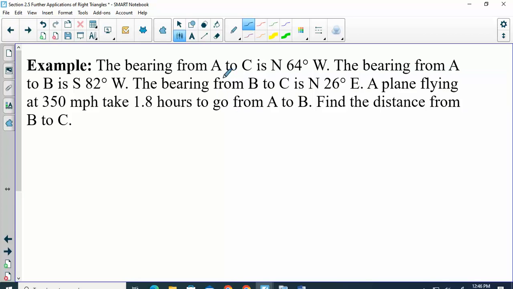So, bearing from A to C. So we're starting from A. So A has to be my beginning point, and that's where you draw your north-south line, the place you're measuring your bearing from. To get to point C, we have to go north 64 degrees west. So this angle is from my north-south line over. That's 64 degrees.